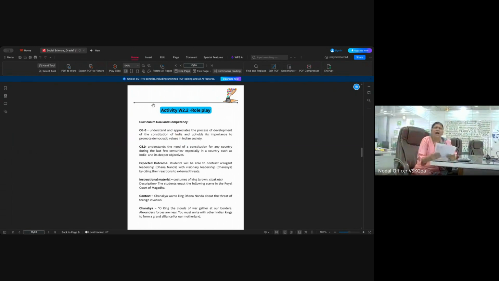If possible, she can ask the students to use simple costumes made using paper, like a crown and cloak, maybe. So it's up to the teacher to decide how she wants to conduct this activity.